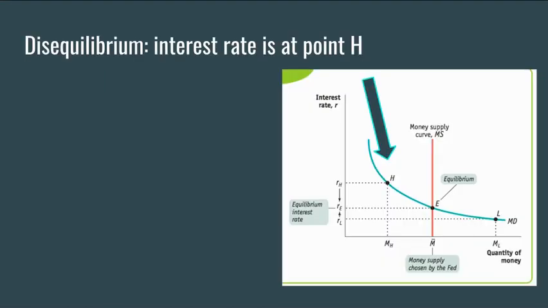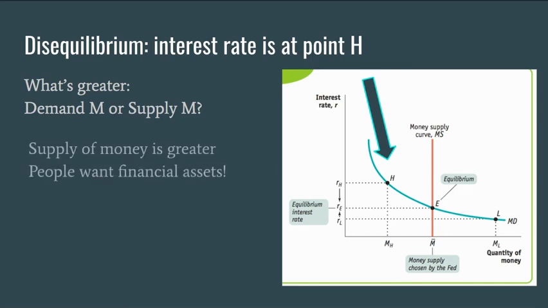So let's say the economy is currently in disequilibrium and interest rates are currently at point H. In this graph over here, by the way, H stands for high. So interest rates are too high right now. So if you look at point H, tell me, what's greater, money demand or money supply? Take a look at the graph. So hopefully you should have figured out that the supply of money is greater than money demand.